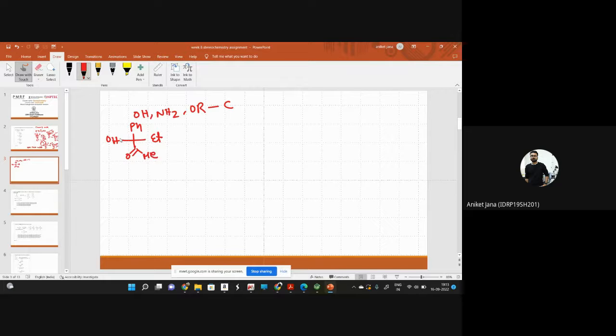Can you tell me, among these three groups, hydroxyl, phenyl, and ethyl, which one is the largest one? Large group? Phenyl. Exactly, phenyl. Then the medium group is ethyl, and the OH will be the smaller group, right?